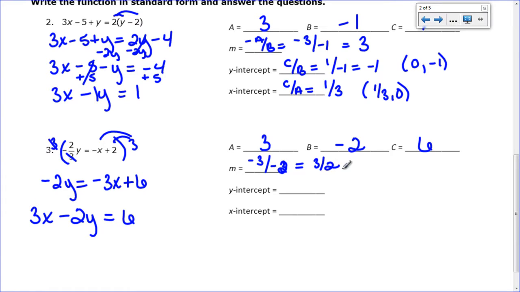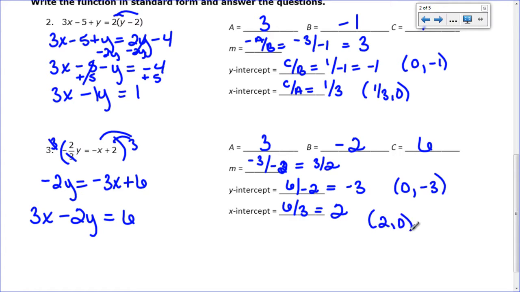Then my y-intercept is c over b. So I have 6 divided by negative 2. Well, 6 divided by negative 2 is negative 3. So my y-intercept is at 0, negative 3. And then my x-intercept, I'll do c divided by a, and 6 divided by 3 is 2. So my x-intercept is at 2, comma 0.